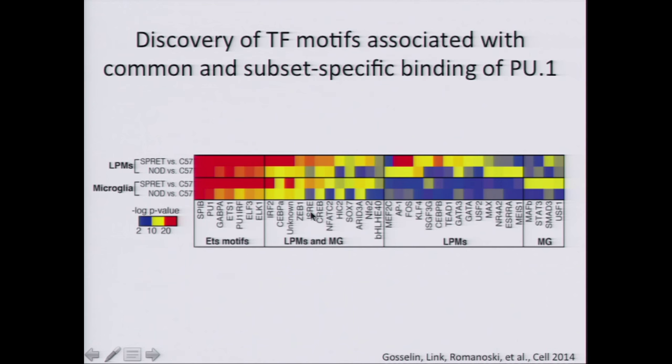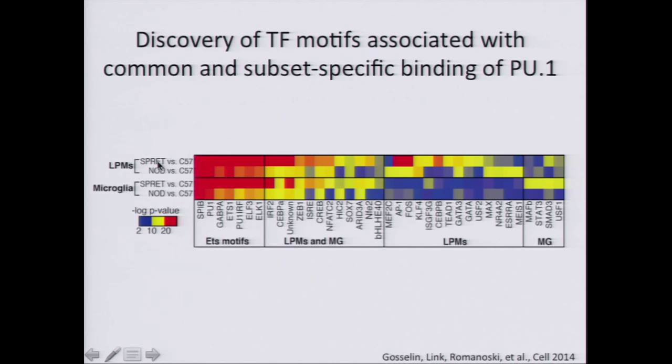And we observe motifs that are present in both microglia and large peritoneal macrophages that seem to be generally important. We observe motifs that are specific for the large peritoneal macrophages, and we observe motifs that are specific for microglia. And importantly, we observe motifs in more than one strain.